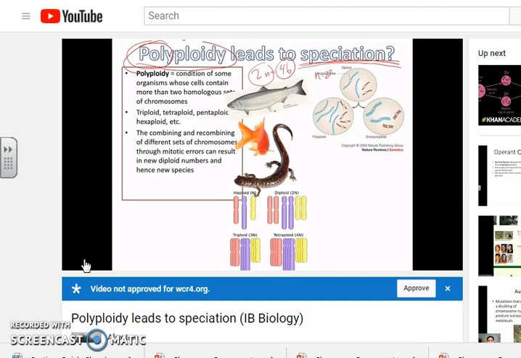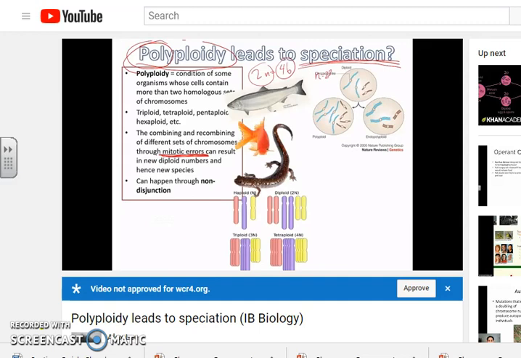And actually, the combining and recombining of all these different combinations of sets of chromosomes, usually through errors, it's not intentional, but through these mitotic errors, will actually produce technically new species. Even though they may only be using the instructions from very few of these chromosomes, the extra copies, which cause the polyploidy, by definition are a way to lead to a new species as well.